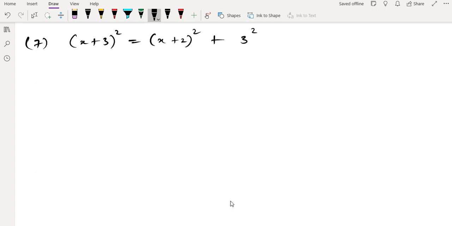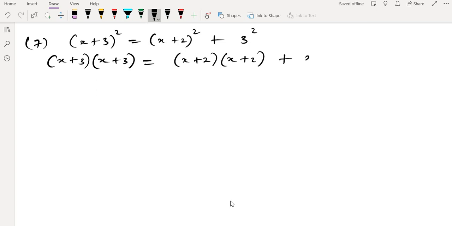So let's square. This is what? (x + 3)(x + 3). I want to hear your voices. (x + 2)(x + 2). 3 squared is simply 9. Let's not waste time, right? Yes. 3 squared is 3 times 3, and that's 9.